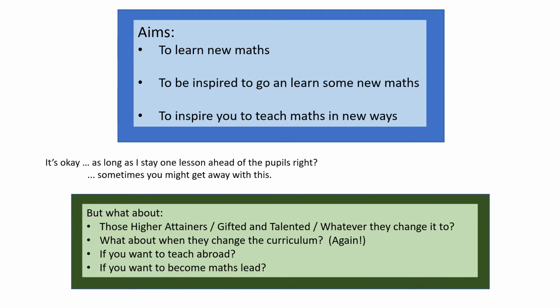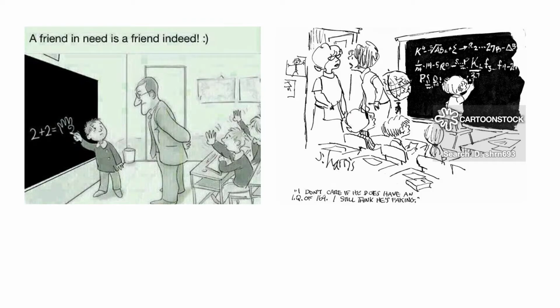Or what about when they change the curriculum, as they so often do? I suppose you want to teach abroad where the curriculums are different. Or maybe you want to think about becoming maths lead in the future. So it's always a good idea to stay ahead of the game in terms of your maths knowledge. But having an improved subject knowledge will help you as a teacher to reach all the learners. So whether you yourself were like the pupil on the left or the pupil on the right, hopefully you will be able to help teach both the pupils on the left and those on the right in their mathematics.